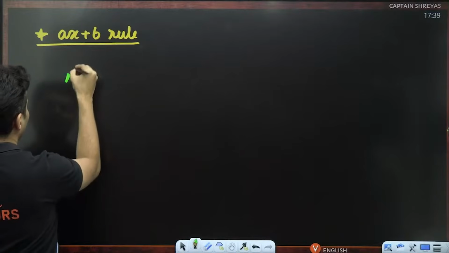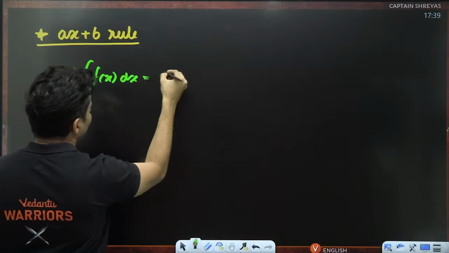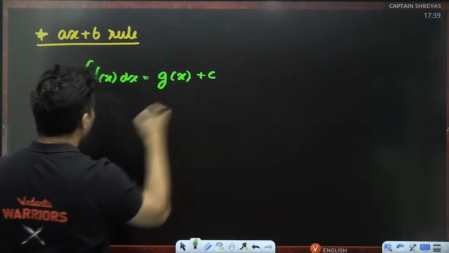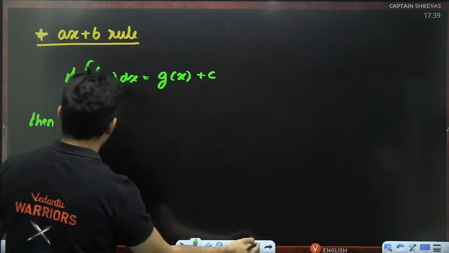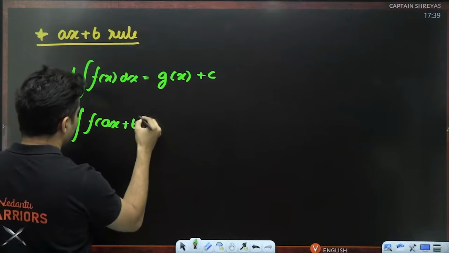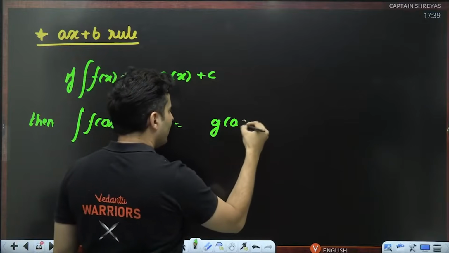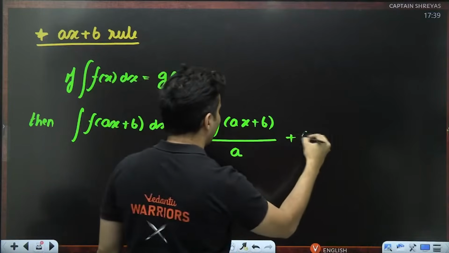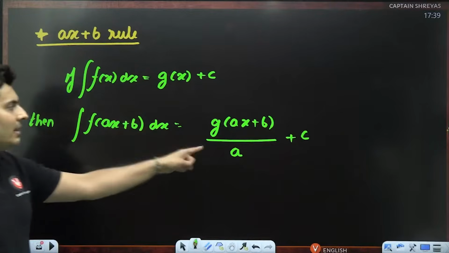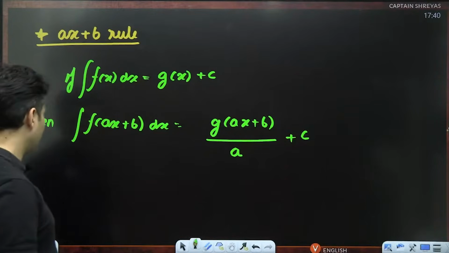Say for example, if integration of f of x dx is basically g of x plus c, then the integration of f of ax plus b dx happens to be whatever integration you want to do normally, just that whole thing divided by a, plus c. That's all. Just divide it with the coefficient of x and do the integration normally. That is your answer. Let's have a look at some examples for this.